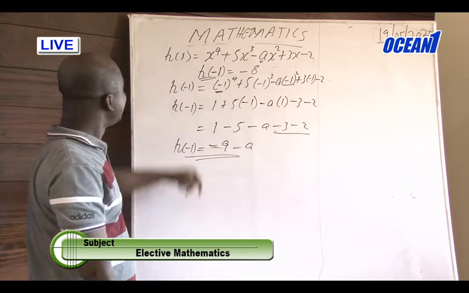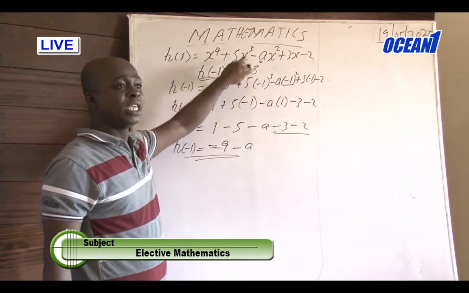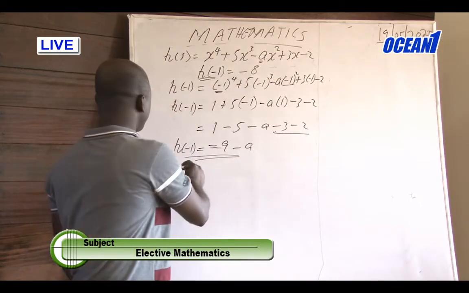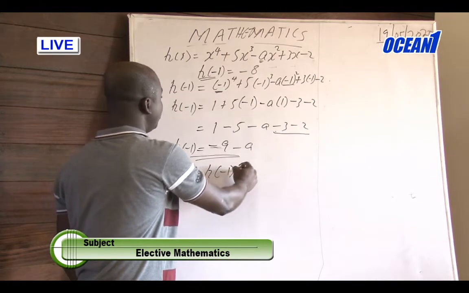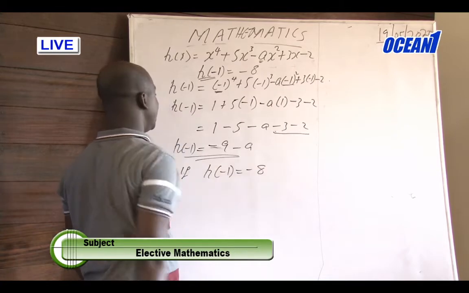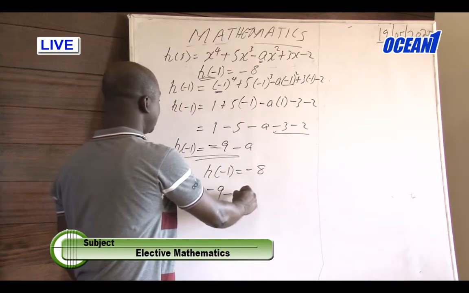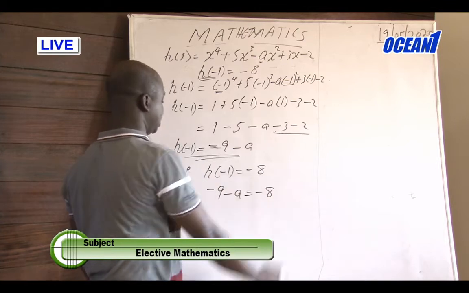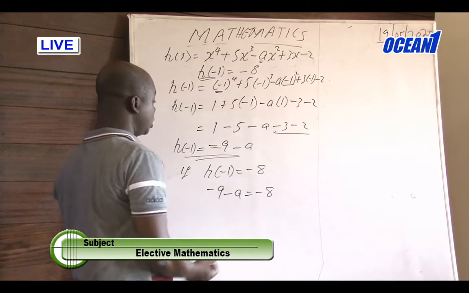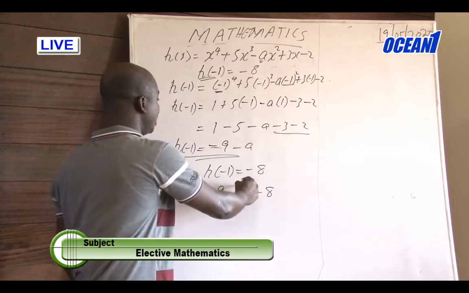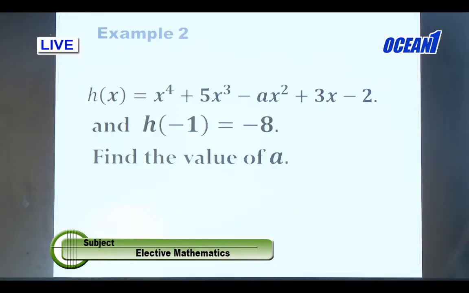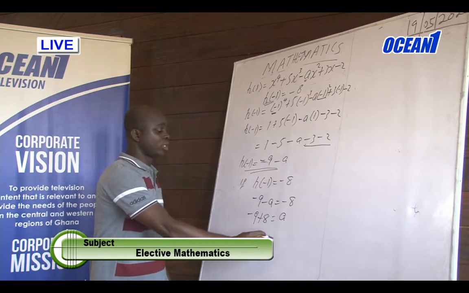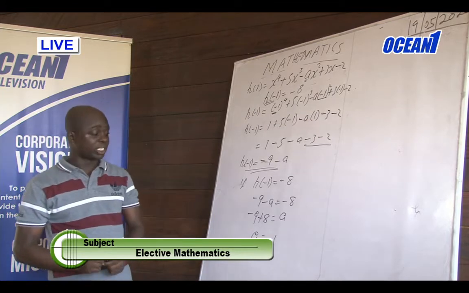And they are saying that h of minus 1 is equal to negative 8. Therefore, if you have h of minus 1 being equal to negative 8, then we're having minus 9 minus a is equal to minus 8. You just decide to solve any way we like. Either we move the a to become positive, which is advisable. So we're going to get minus 9 plus 8 is equal to positive 1 a. Therefore, a will be equal to minus 1 as our result.